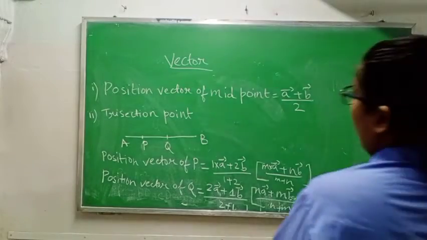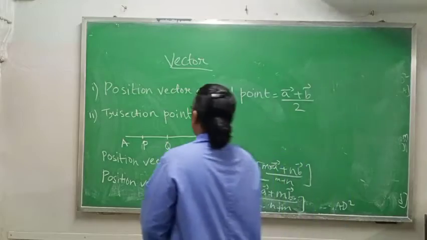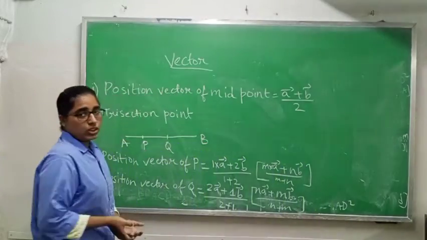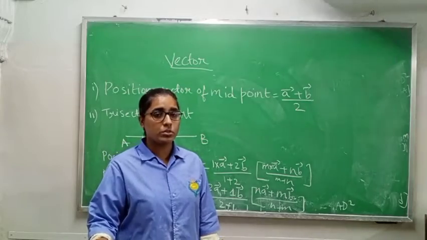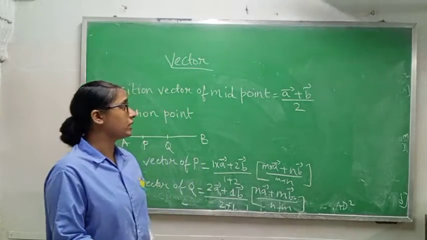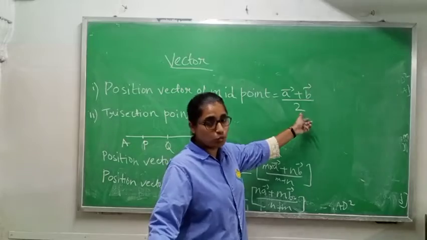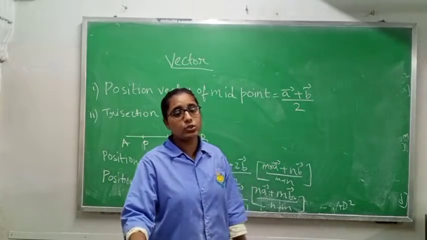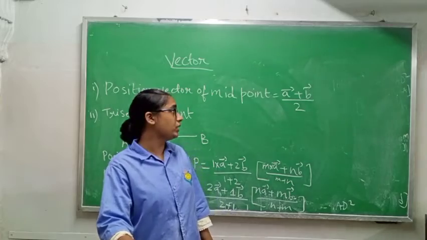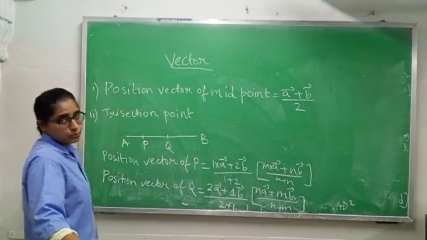Class 10. Now, what is the position vector of the midpoint? If in the question they ask you to find the position vector of the middle point or midpoint, then the formula is a vector plus b vector by 2. Two vectors are always given to you. You will just add them and divide by 2. You will get the midpoint. Okay, position vector of midpoint.